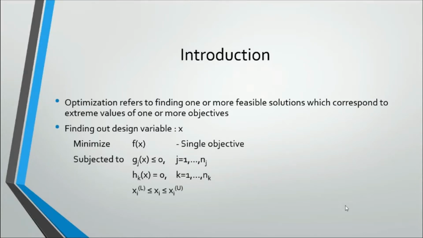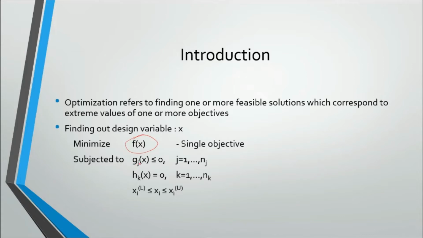an optimization problem is given below. That is, minimize f of x. Normally, this is how the objective is written: minimize f of x. This is a single objective. We are giving only a single objective here because only one objective is there. Then subject to some constraints.